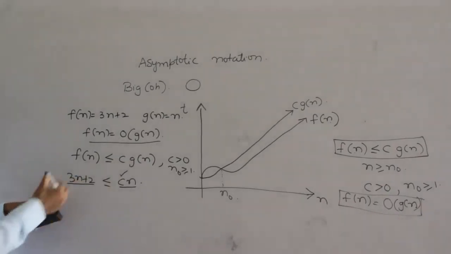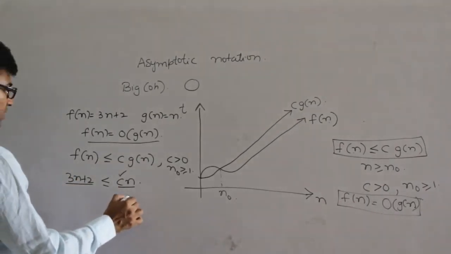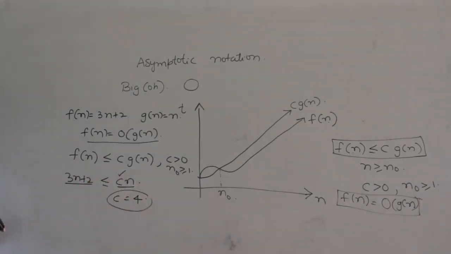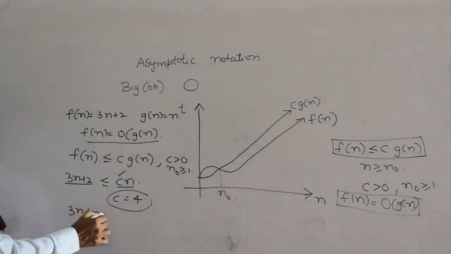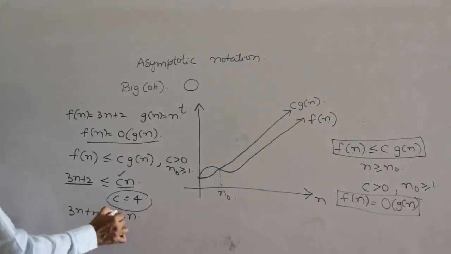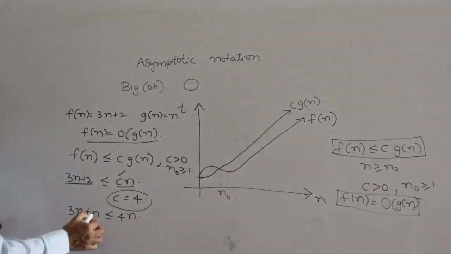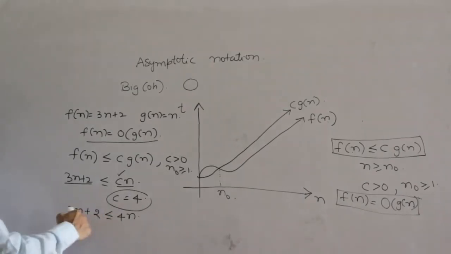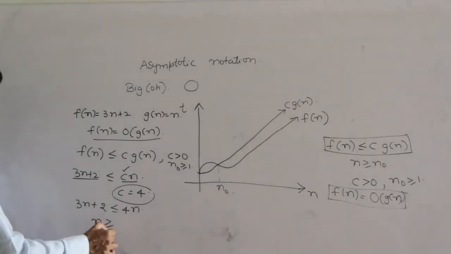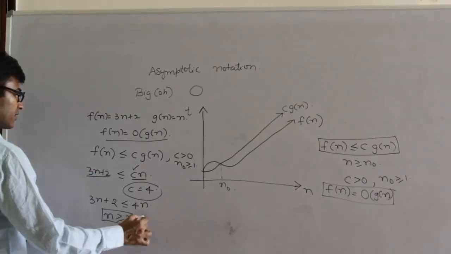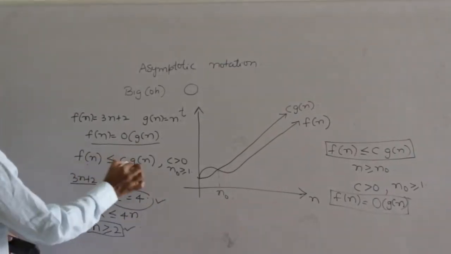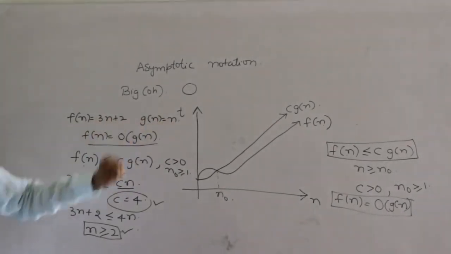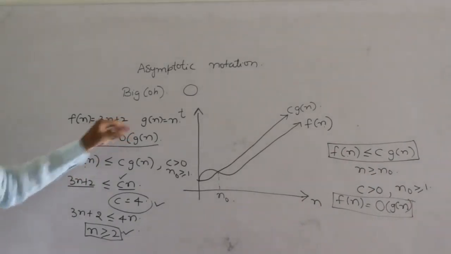The best option, by looking at this, I found out that c equal to 4 is better. Anything above 3 is also good, right? If I substitute c equal to 4, what I get is 3n plus 2 is less than or equal to 4n. Yes, we found a c. And what about n? If you bring this 3n to this side, then n has to be greater than or equal to 2, which means for every n greater than or equal to 2 at c equal to 4, f of n is less than or equal to c into g of n. Therefore 3n plus 2 is big O of g of n.